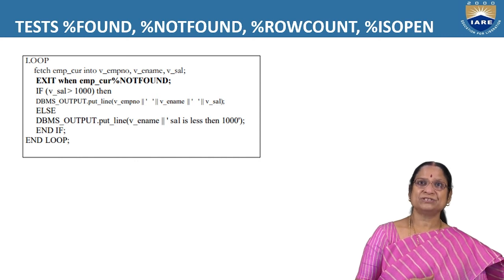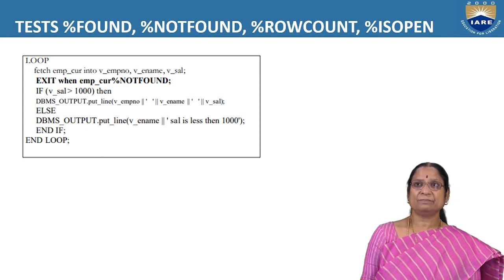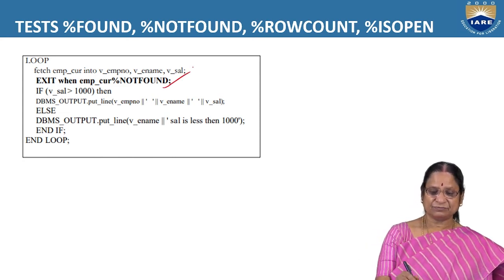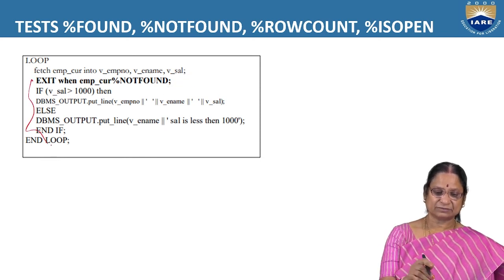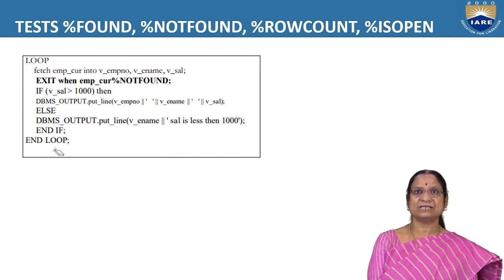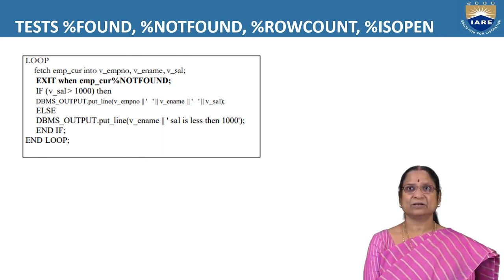Generally, all these testing conditions are associated with the cursor name. Cursor name percent found, cursor name percent not found, cursor name percent row count, cursor name percent is open. So that's why if not found means if the row is not available, you can exit. Till then, we will do this process. What we are doing? If salary is greater than 1000, then we are printing. Otherwise, we are printing that the salary is less than 1000.